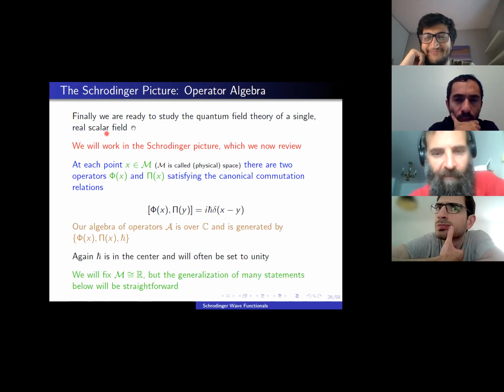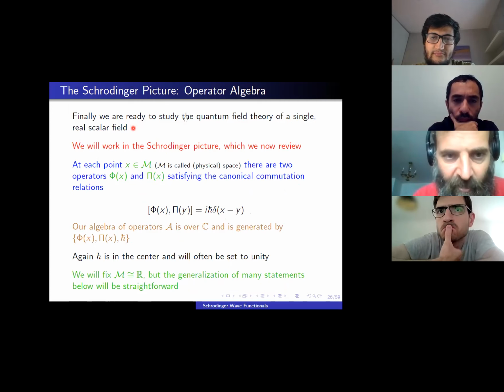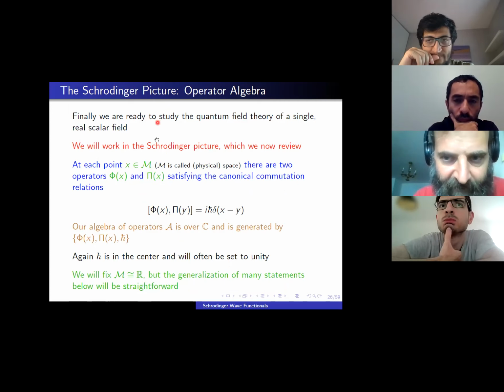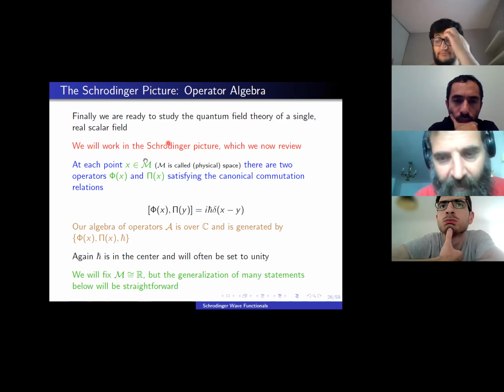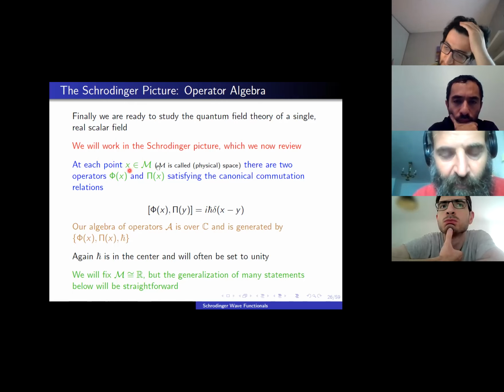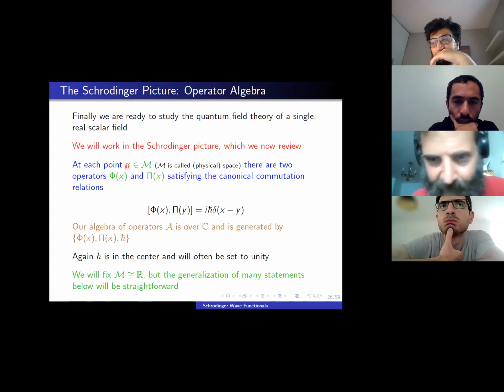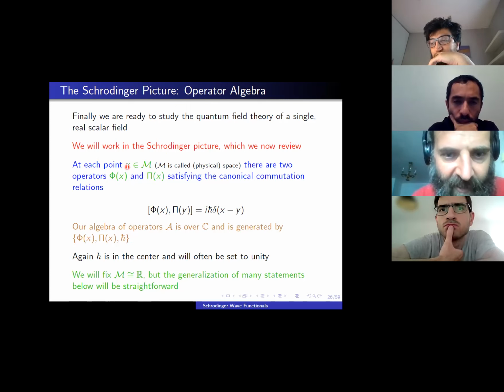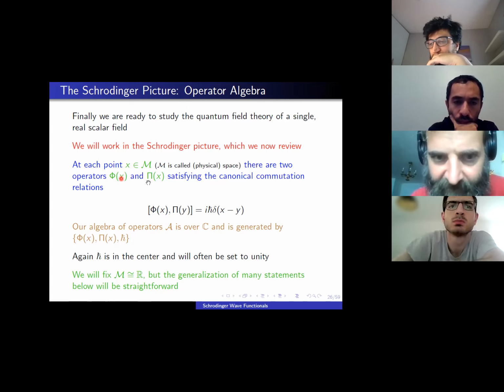Okay, so let's go to quantum field theory. I'm going to consider a single real scalar field. I'm going to do what's called the Schrödinger picture. So you've got some finite dimensional manifold M called the physical space. This is space, not space-time. At each point x, you define two operators, phi of x and pi of x. So these replace the single operator. In quantum mechanics, you had a single phi and pi. Here, you've got an infinite number of operators, two for every point x.